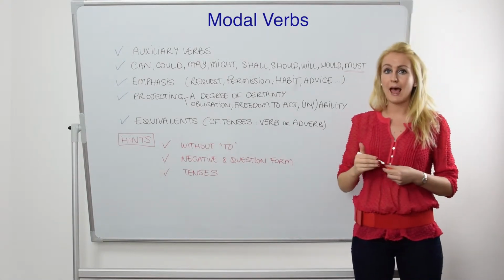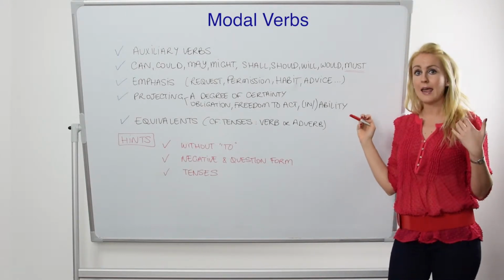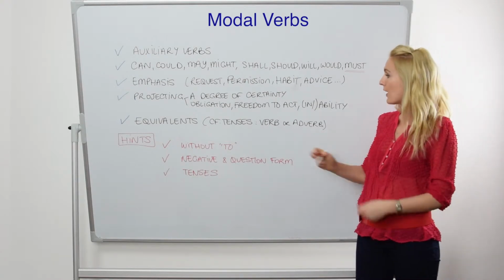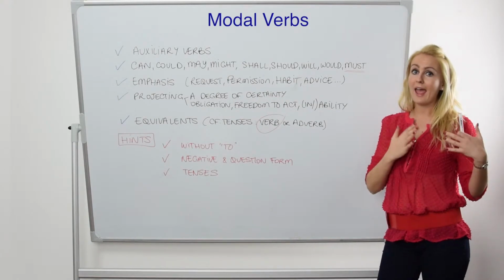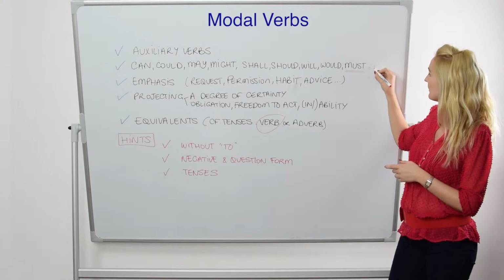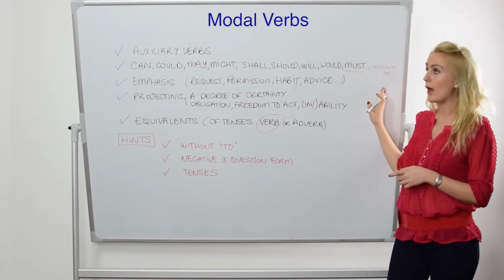Now, when I mentioned equivalence earlier on, let's say, for example, that I wish to say, I must leave now in the past. I would not be able to say yesterday, I must leave then. I would have to use an equivalent verb, in this case, to have to. Yesterday, I had to leave then. For example, must equals to have to. Now, to have to here is an equivalent verb.